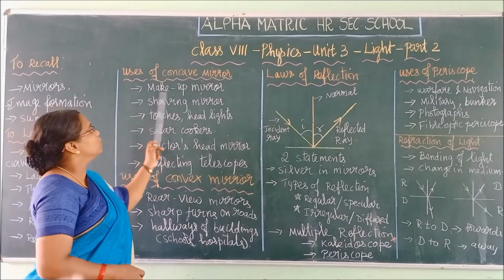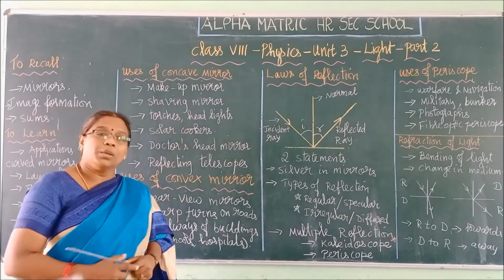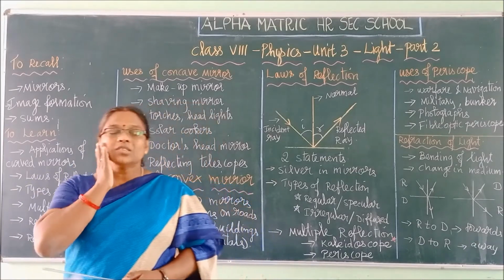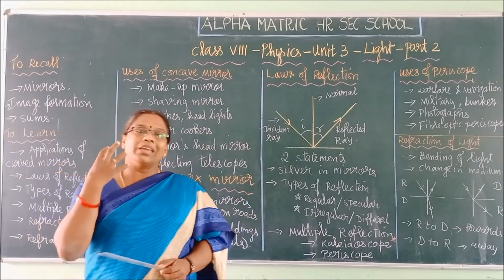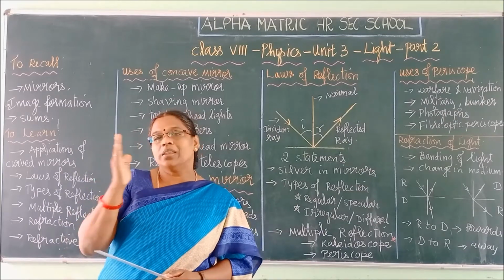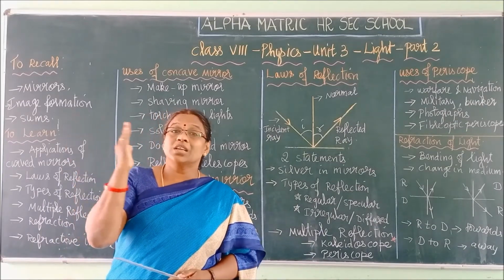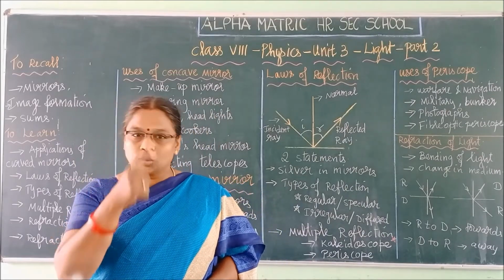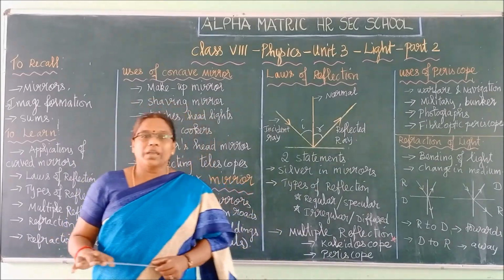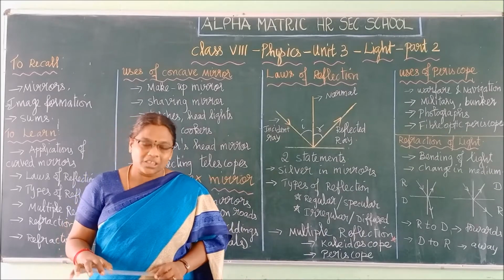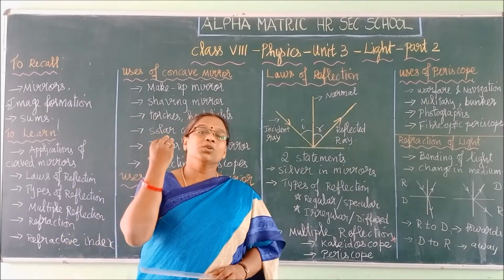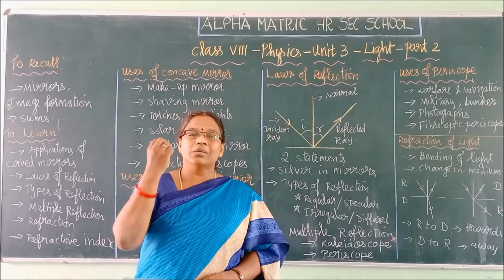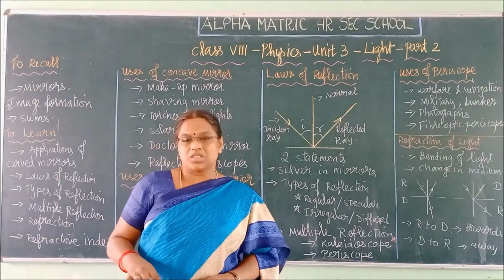First one, it is used as a makeup mirror in beauty parlors, and it is used as a shaving mirror also. It will give you a magnified image when the object is kept closer. That image formation I had taught you in the previous class. I hope you would have understood it, right?